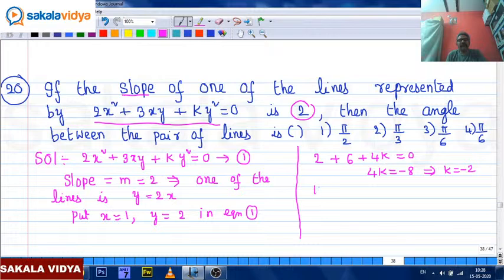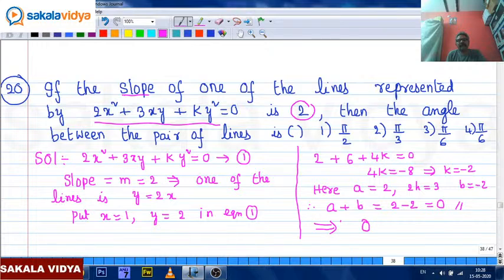That means now here a value becomes 2, 2h becomes 3, b value becomes k, k means minus 2. Here first verify a plus b. a plus b equals, very interesting, 2 minus 2 is 0. Therefore the angle between them theta is equal to 90 degrees. So the first option is the right option.